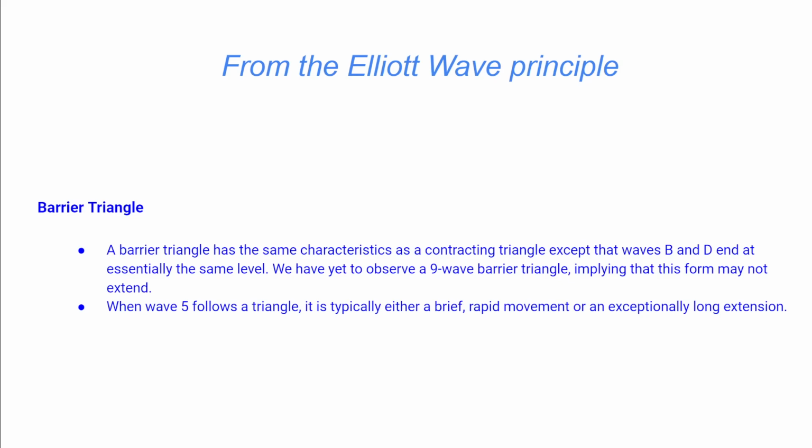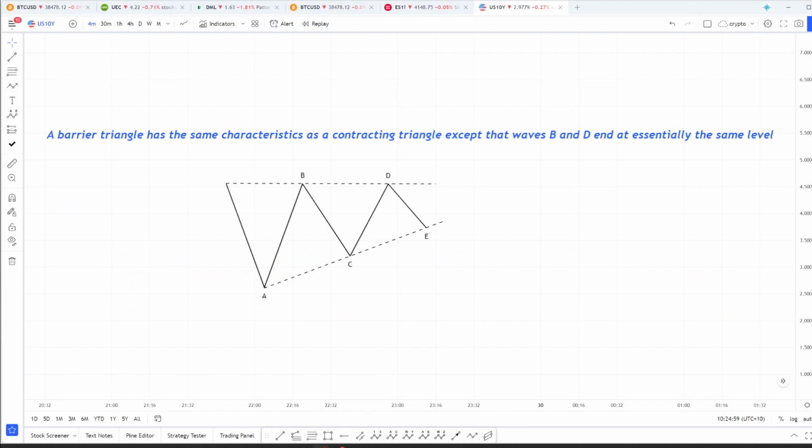So let's visualize that. The first rule: a barrier triangle has the same characteristics as a contracting triangle, except that waves B and D end at essentially the same level. So what we effectively get here is a double top with B and D, and then the AC trend line converges in, so you get a barrier in the market, a price barrier.